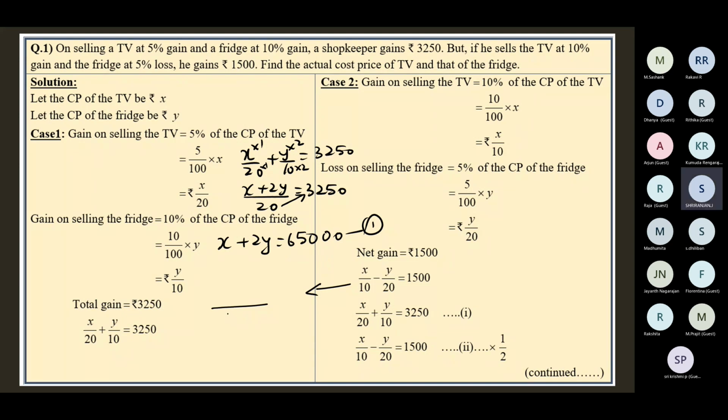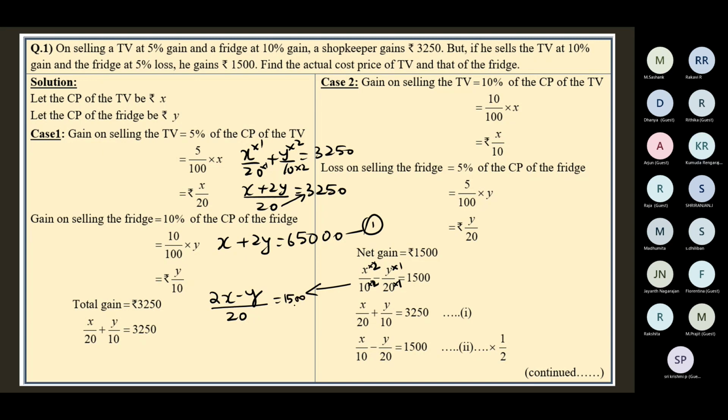Again 20, ma'am. Again 20. So it will be 10 into 1 is 20. So into 1 here. 20 into 1. Oh, sorry. 10 into 2 is 20. So it will be into 2 here. 20 into 1. So into 1. So you'll get 2x minus y is equal to 1500.